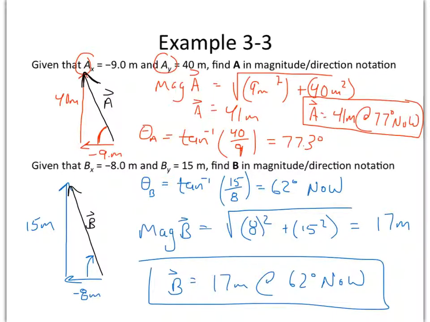All right. Let's ask ourselves, does that make sense? Well, first of all, the 17 should make sense, right, because it's longer than both these legs right here. And this is a fairly high angle, so yeah, 62 degrees. That sounds about right. Okay, so that's example 3.